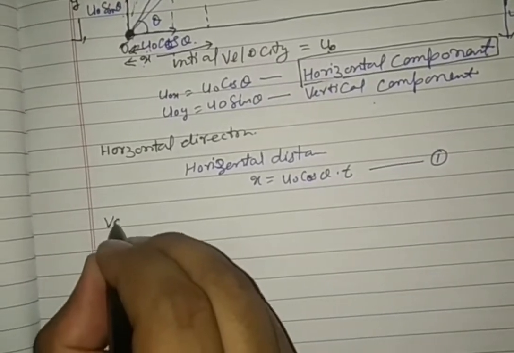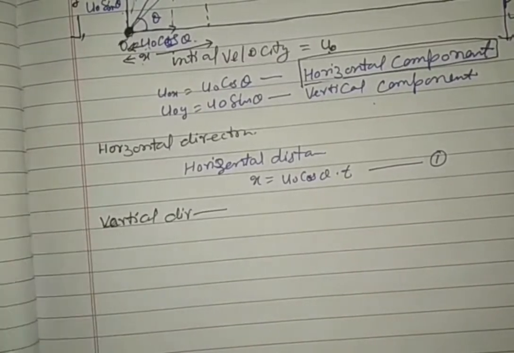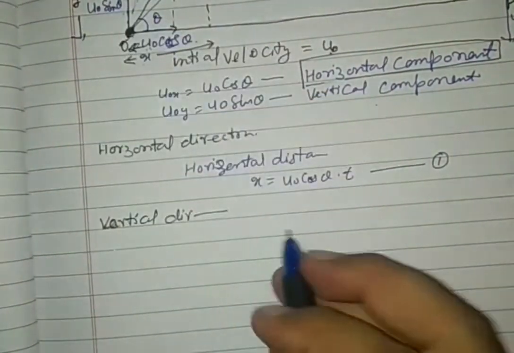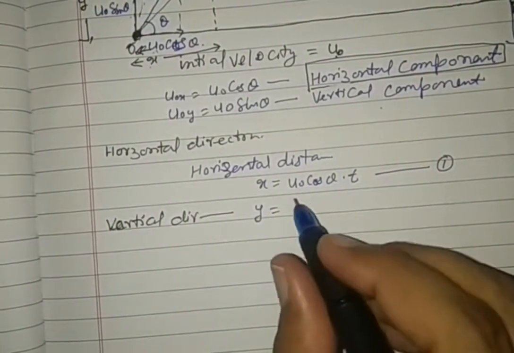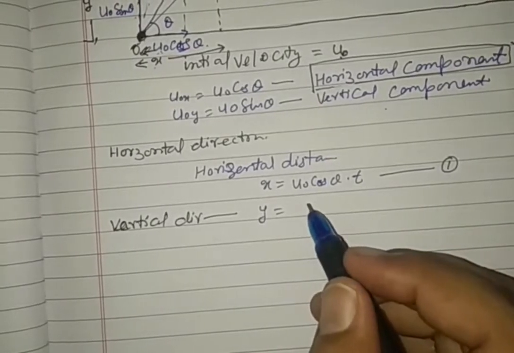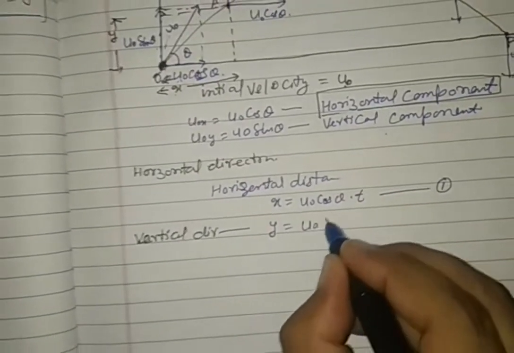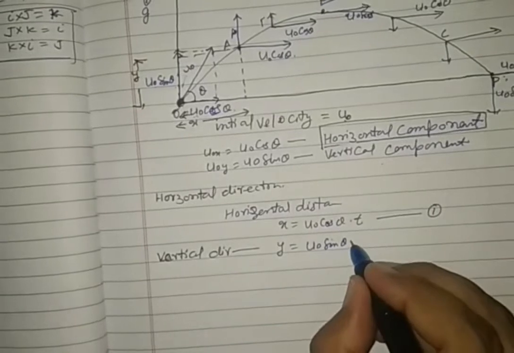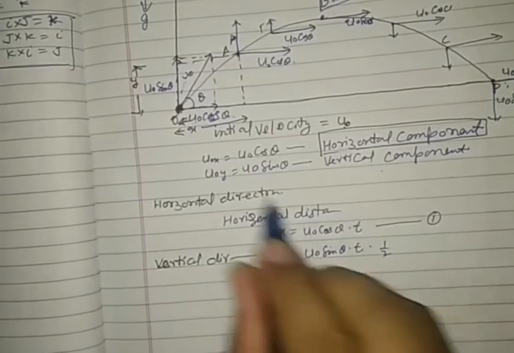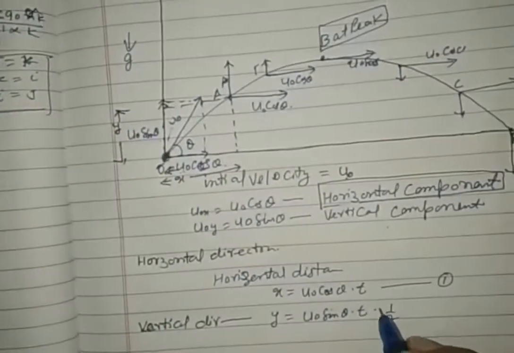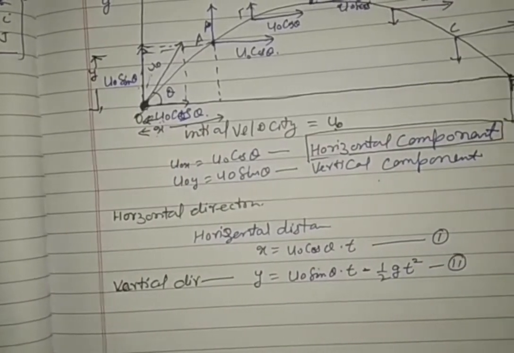Vertical direction: let the distance traveled be y. It is against gravity, so we will use the second equation of motion, h is equal to ut plus half gt square. So h is here y, u is u naught sin theta into t plus half, g is minus because it is against gravity, here the body is moving, minus gt square. This is equation number 2.